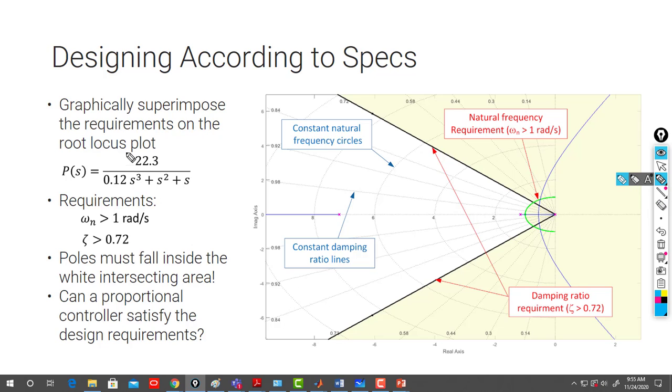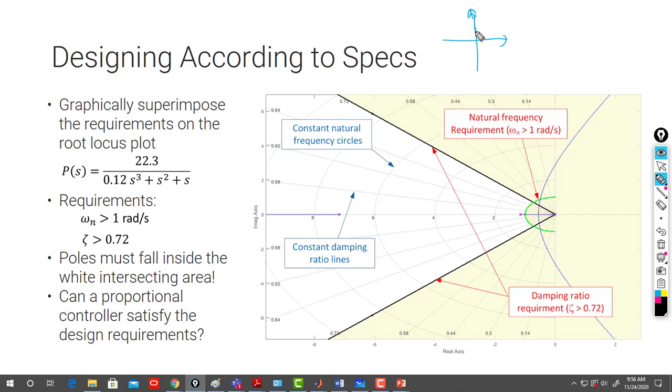What about the requirement? Superimpose on the plot. So now I want to superimpose on my root locus my design requirement. Assuming my requirement here is omega n more than 1 radian per second. If this is my S plane and I ask you to draw in the S plane the requirement for omega n more than 1 radian per second, how could this be drawn? Who could answer this question?